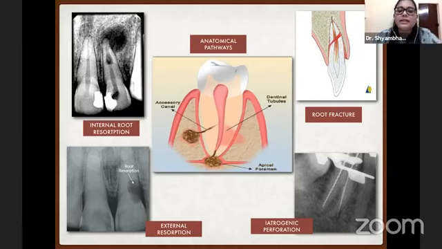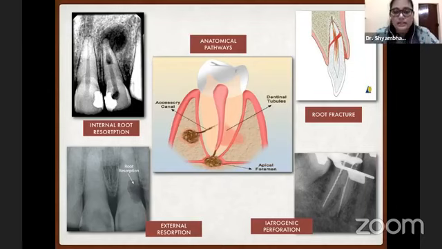In the image in the center, we can see the anatomical pathways, which are basically accessory canals, the dentinal tubules, and the apical foramen. Now these three are the pathways which we cannot do anything about. If there is long-standing chronic inflammation that is not treated in the pulp chamber, then there is nothing we can do, and the inflammation will most often than not travel through the apical foramen or the accessory canals or via the dentinal tubules and affect the underlying periodontium.